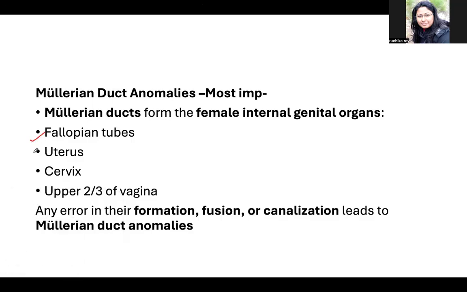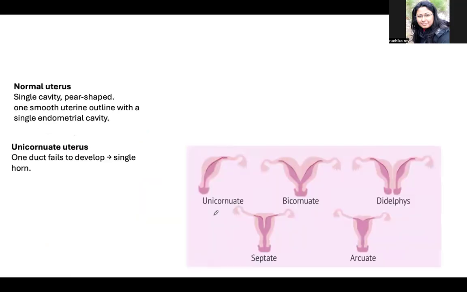They form the fallopian tube, uterus, cervix, and the upper two-thirds of the vagina. So remember this. This is a very important anatomical question they can ask. I'm just giving it star marks. Any error in the formation, fusion, or canalization leads to Müllerian duct anomalies. If there is a difficulty in the formation or the fusion of the Müllerian ducts, then it results in this type of anomalies.